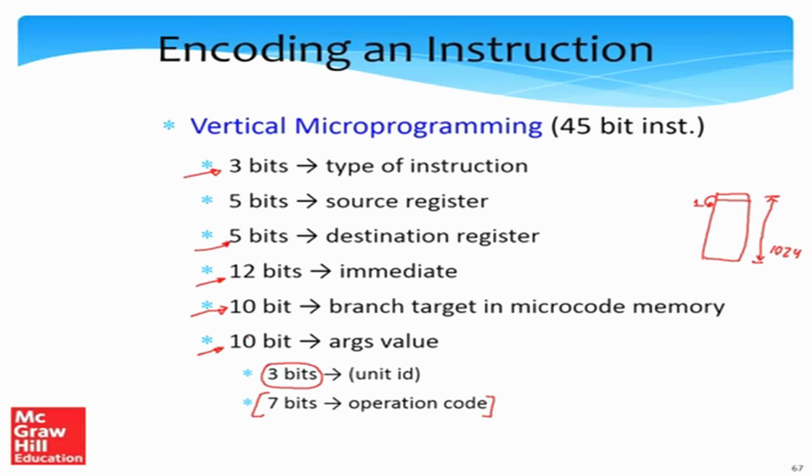So the total number of bits are 10 plus 10, 20, plus 12 is 32, 37, 42, and 45. So this is a 45-bit instruction, a 45-bit encoding that we can create for every micro instruction.